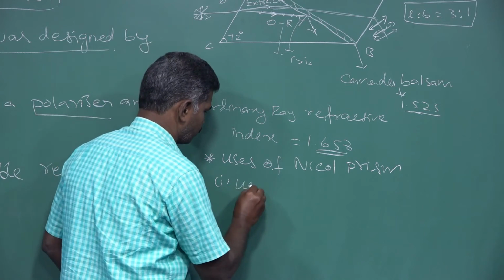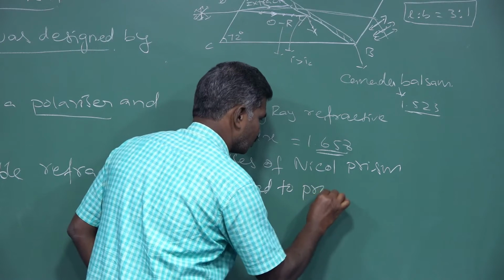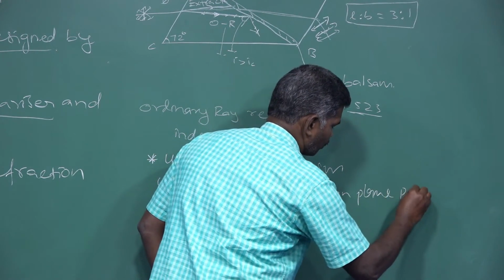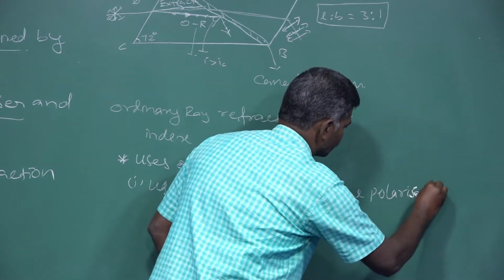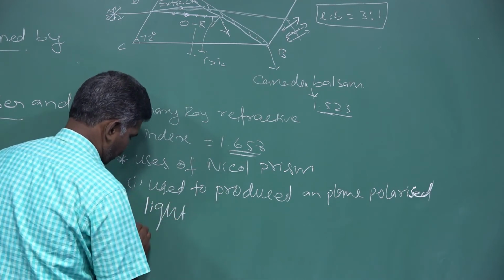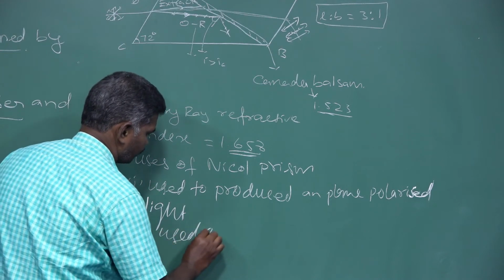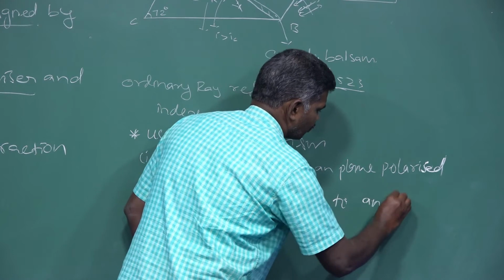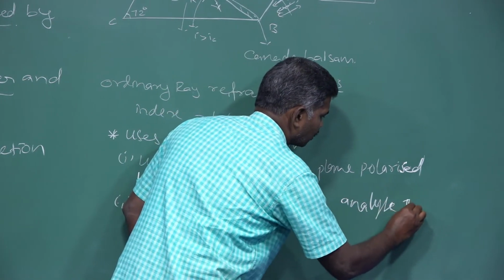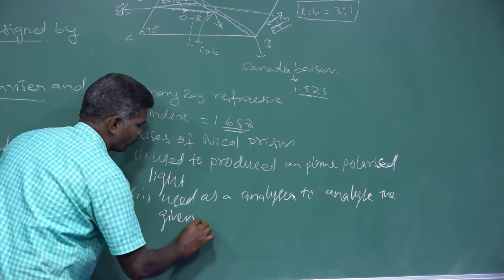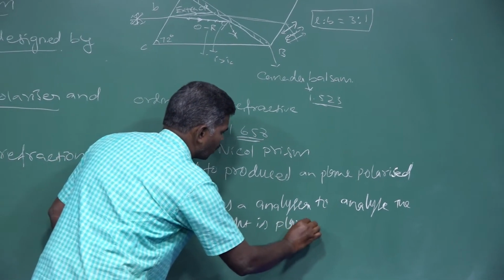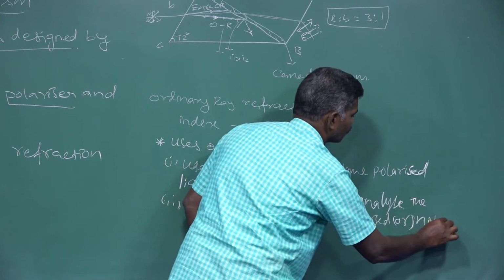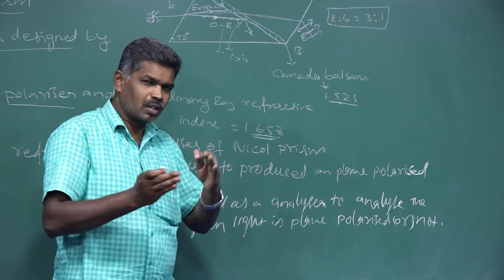Used to produce plane polarized light. The second use is as an analyzer, to analyze whether the given light is plane polarized or not. That purpose is used in many optical devices.